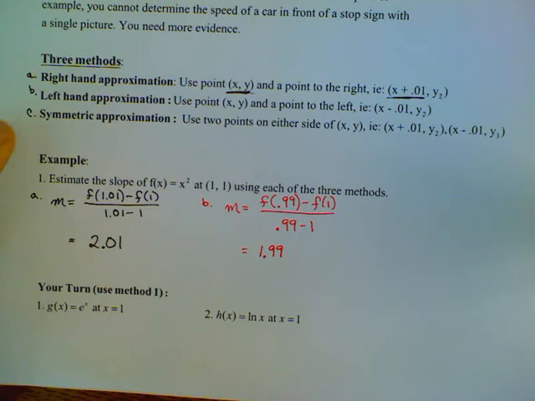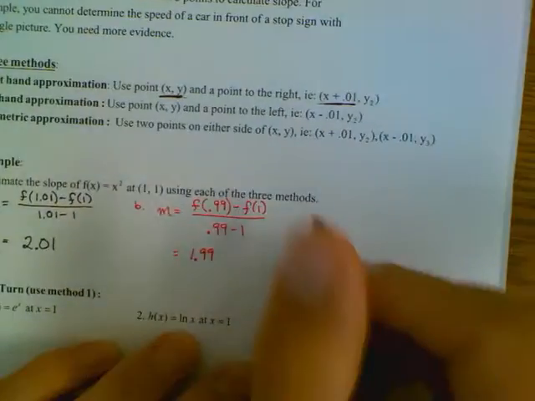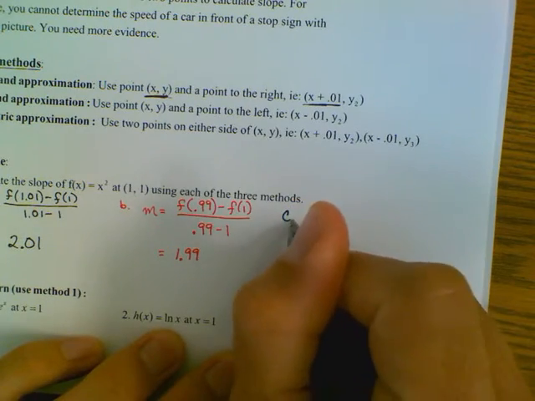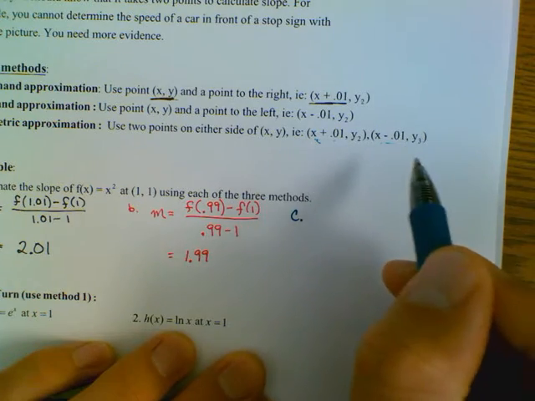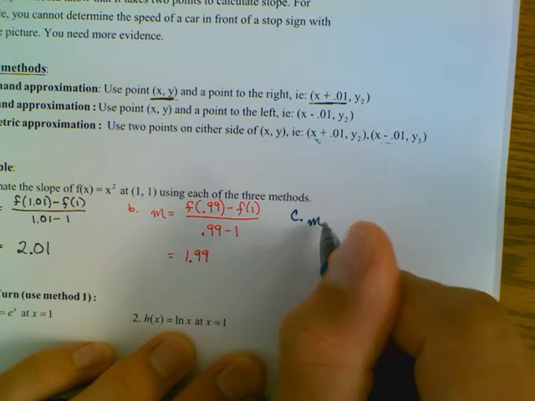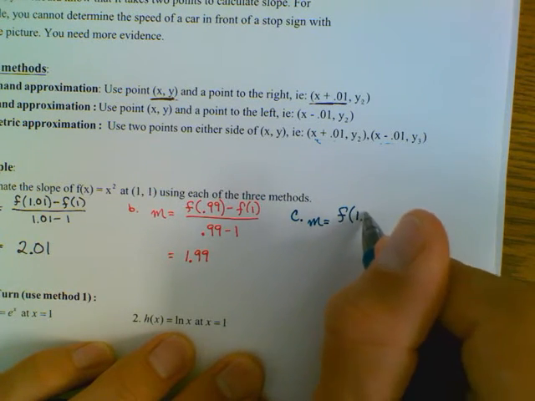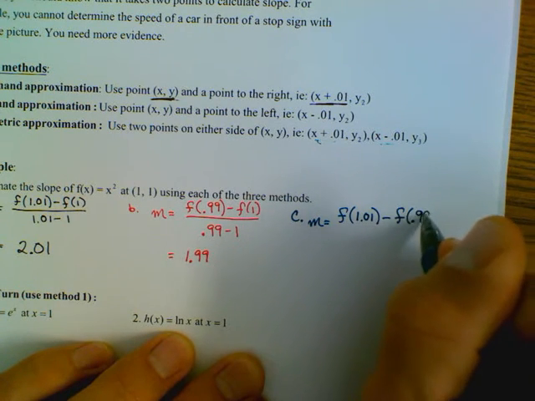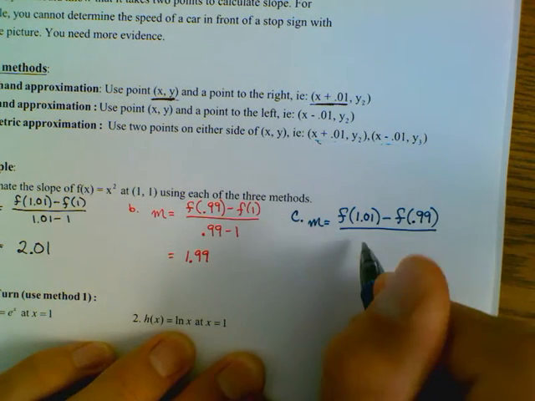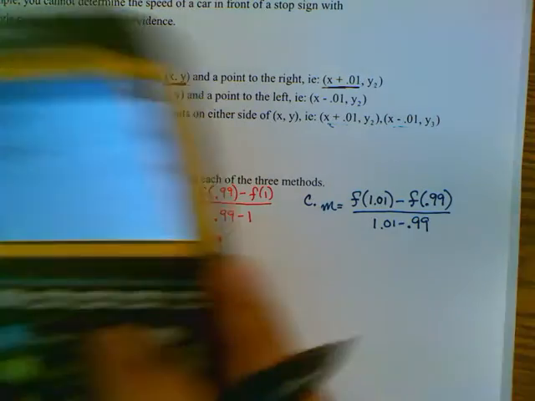The third approach is to do a symmetric approximation. Symmetric approximation just means that we're going to go a little bit to the right and a little bit to the left. So we're going to use function notation there. So m equals f of 1.01 minus f of 0.99. And we'll do the same x values in the denominator. And then we jump over to the calculator.